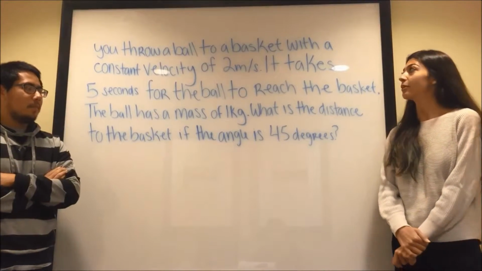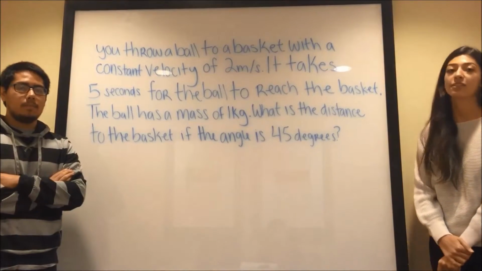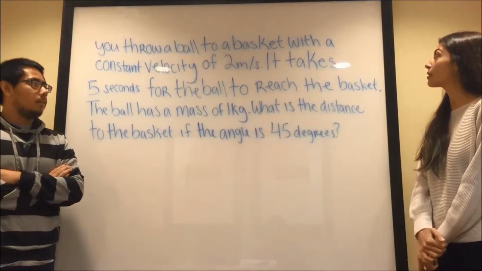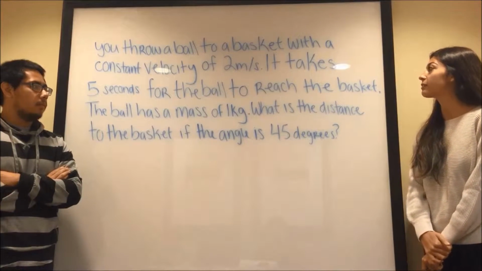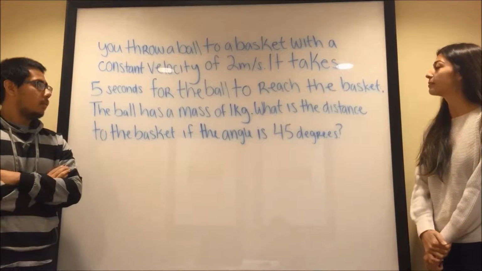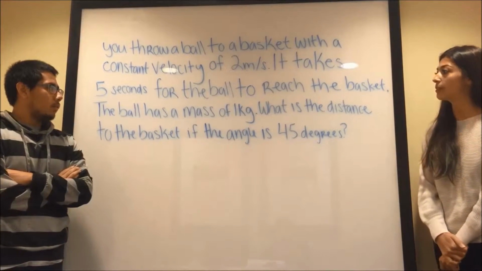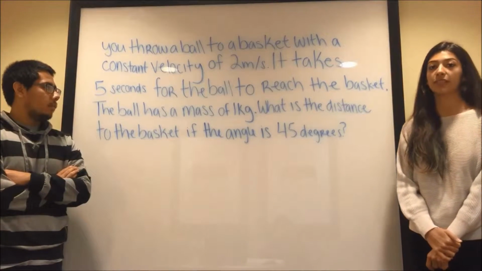Today we're going to be going over linear motion and this question we prepared for you guys. So the question is, you throw a ball to a basket with a constant velocity of 2 meters per second. It takes 5 seconds for the ball to reach the basket. The ball has a mass of 1 kilogram. What is the distance to the basket if the angle is 45 degrees?